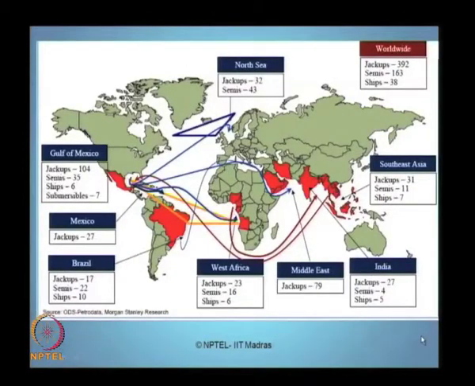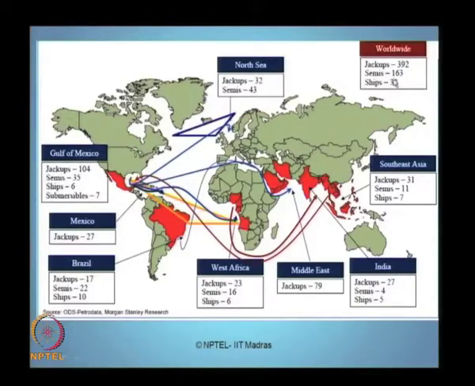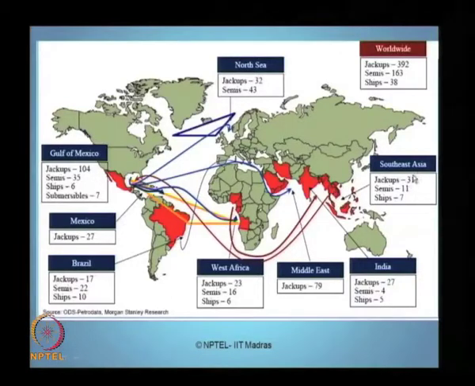This picture shows global information about different kinds of platforms located worldwide. If you look at the simple statistics, there are about 392 jackup platforms, 163 semi-submersibles and about 38 to 40 drill ships. If you look at the Southeast Asia segment, we maximum use 31 jackups, 11 semi-submersibles and 7 ships. In particular, India uses predominantly jackup rigs and a very small number of semi-submersibles and ships.